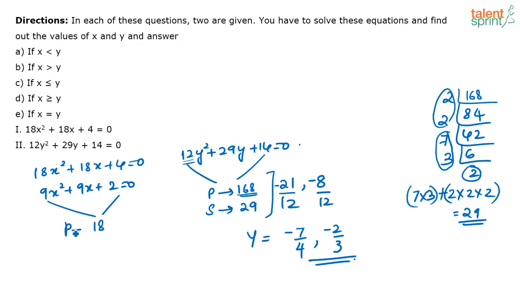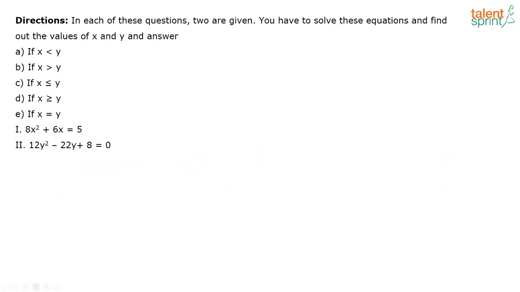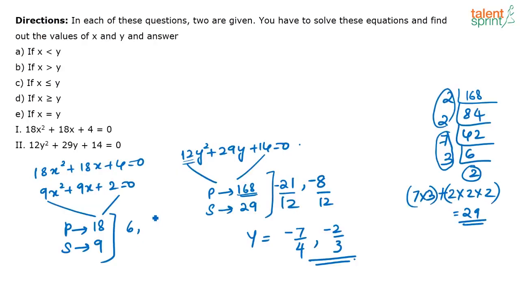Now here 9 2s are 18. So the product of the two numbers is 18. Their sum is 9. So what can be the two numbers? It can be 6 and 3. Correct. 6 3s are 18. And see, for such smaller numbers, it's very easy. Just by looking itself, you can say. So you will have 6 and 3.